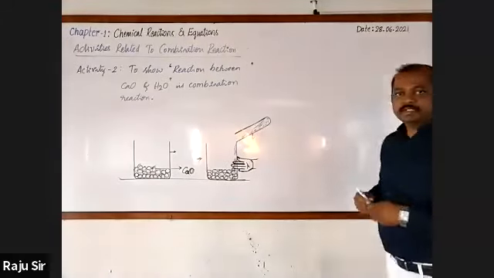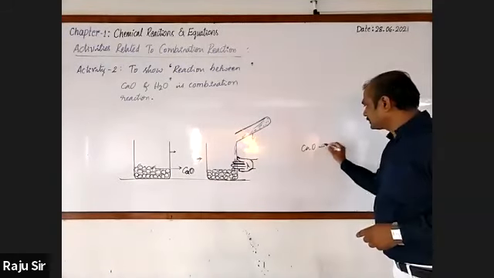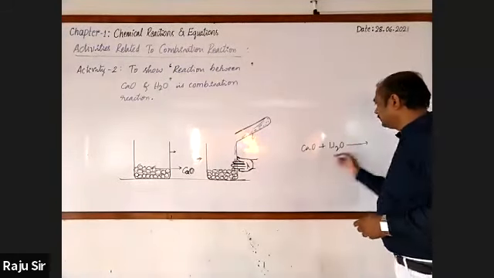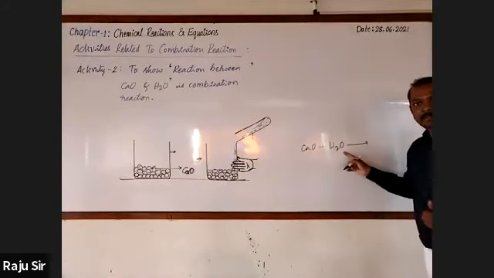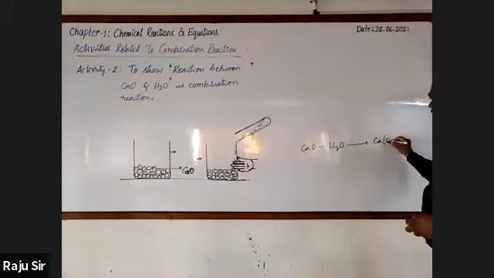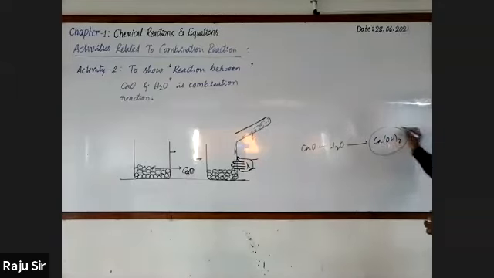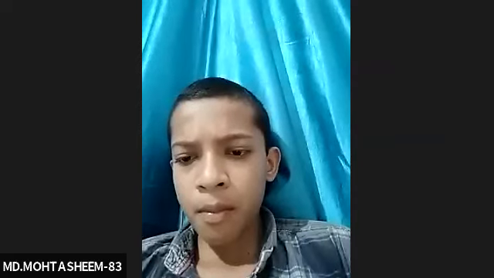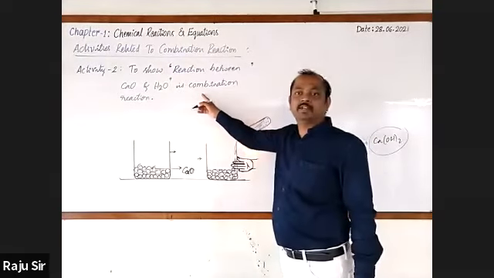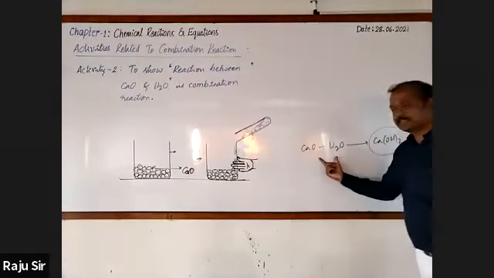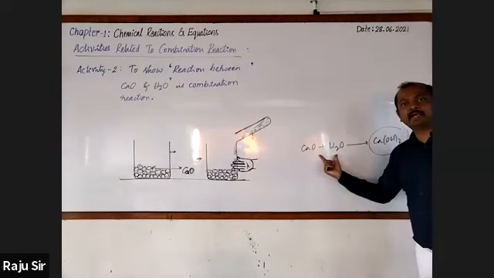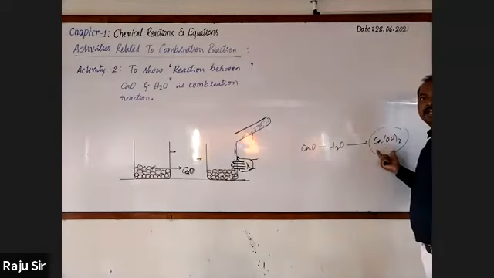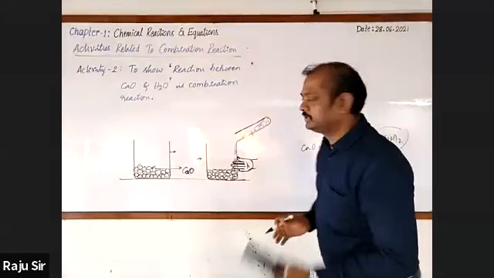Here also you notice that calcium oxide reacts with water. That is, two reactants combine chemically to form calcium hydroxide. How many products? Only one product is there. So that is why it is a combination reaction. Two substances react or combine chemically to form a single product. Right.